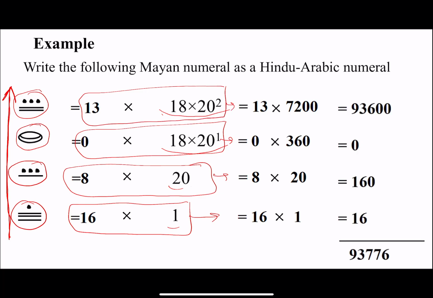Here are the results. 16 times 1 is 16. 8 times 20 is 160. 0 times 360 is 0. And 13 times 18 times 20 squared is 93,600. Now add all these values. What we get is 93,776. So you change the Maya numeral to a Hindu Arabic or base 10 numeral.